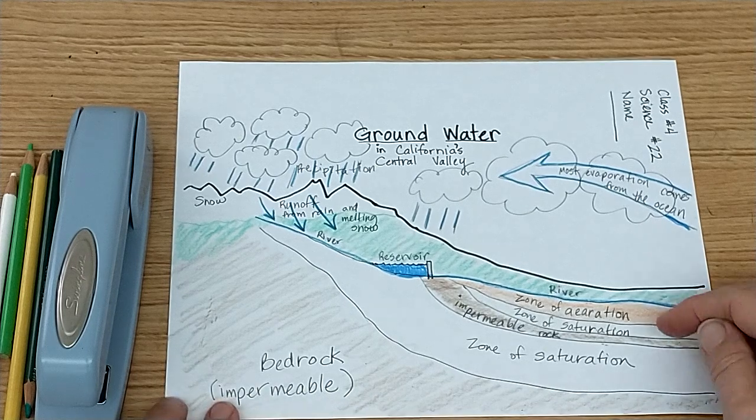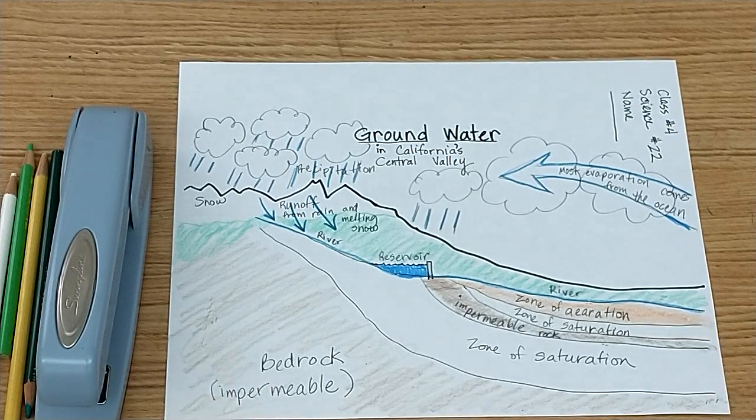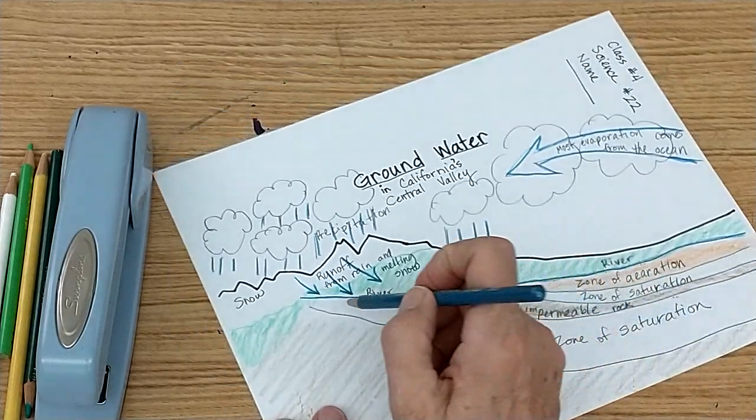And then there's the two zones of saturation. So let's give those a color. Trying to think if they should be blue like the rest of it. I think they should. So let's lightly shade in.